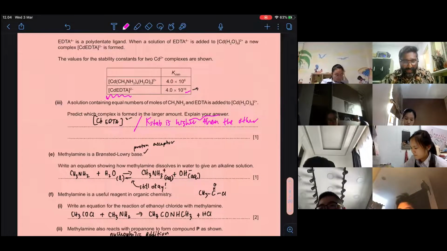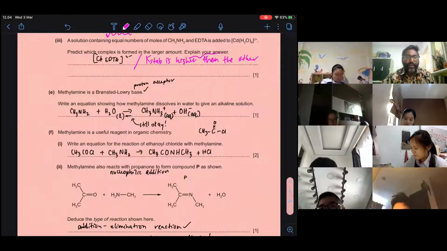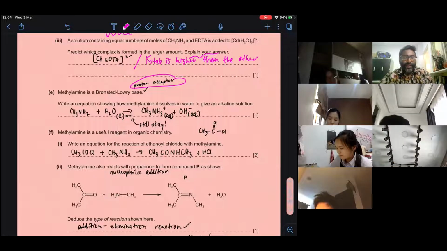Next question, methylamine is a Bronsted-Lowry base. Bronsted-Lowry base, they say it's a proton acceptor. Any base is a proton acceptor. So methylamine is going to be a proton acceptor, so you need to think about it from that perspective. Write an equation to show methylamine dissolving in water to give an alkaline solution.